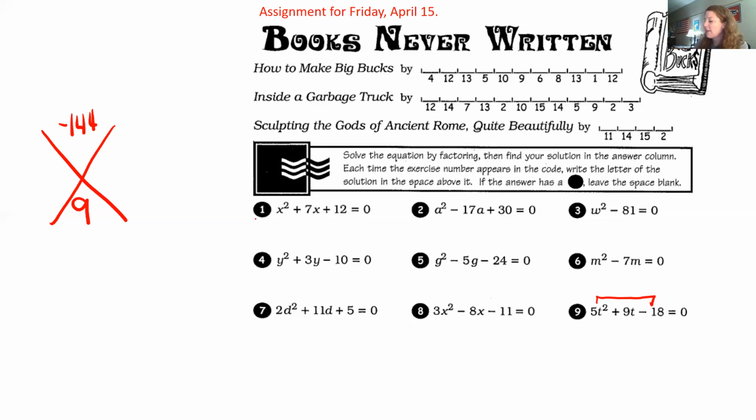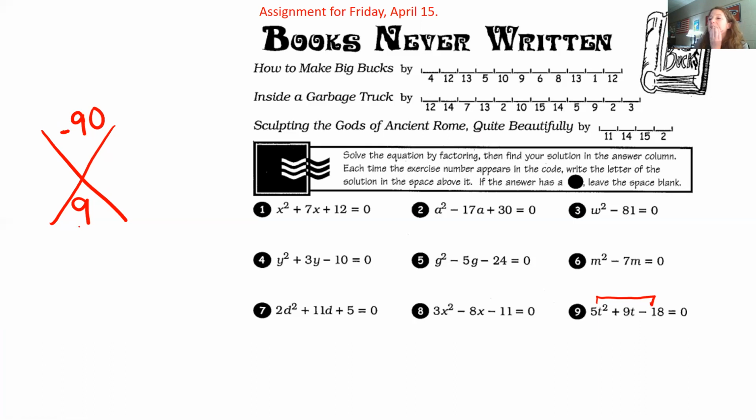Did I multiply 5 and 18 right? No, it's 90. Why did I put 144? You guys, I've lost my brain. That's why I couldn't figure it out. 5 times 18 is 90. Oh my goodness, all right, so sorry. So we need two numbers that multiply to give us negative 90, but add to give us 9.